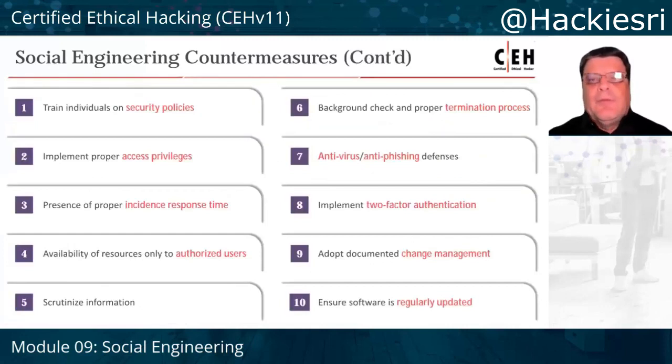Social engineering countermeasures continued. These include training individuals on security policies, implementing proper access privileges, presence of proper incident response times, availability of resources only to authorized users, scrutinizing information, background checks and proper termination procedures, antivirus, anti-phishing defenses, implementation of two-factor authentication, adopting documented change management, and ensuring software is regularly updated.